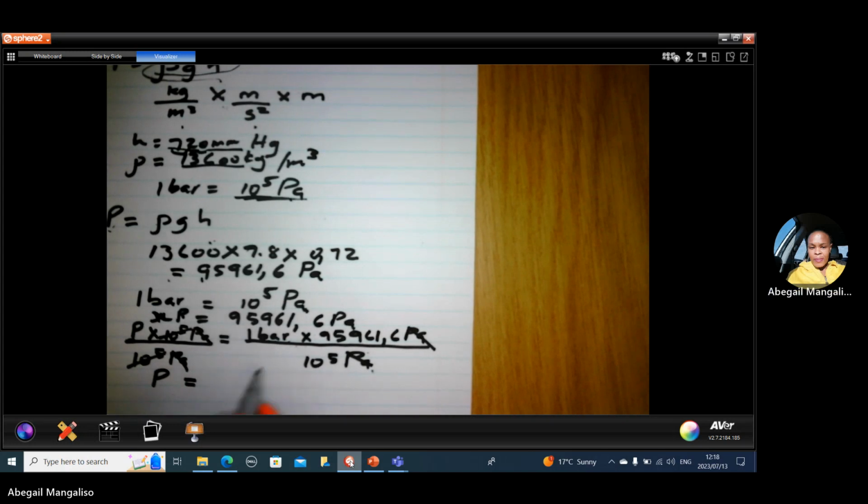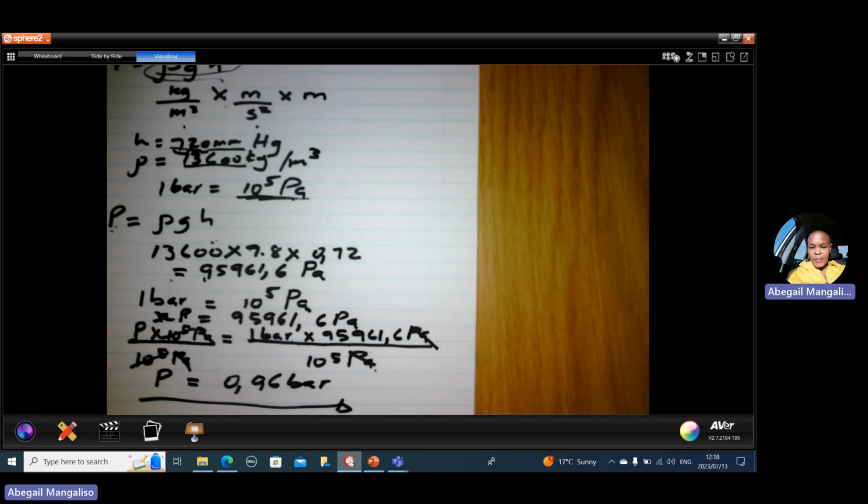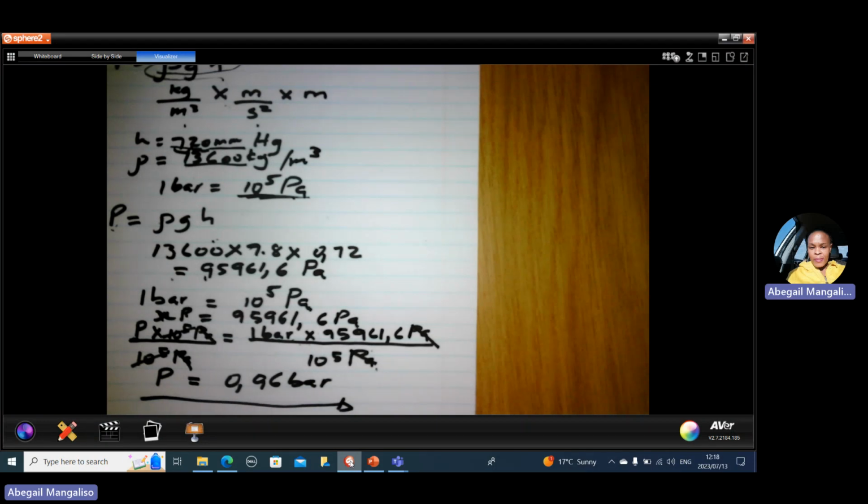95, or it can be 0, let's round off to 0.96 bars. So this is the answer in bars. 0.96 bars. Let's look at another example.